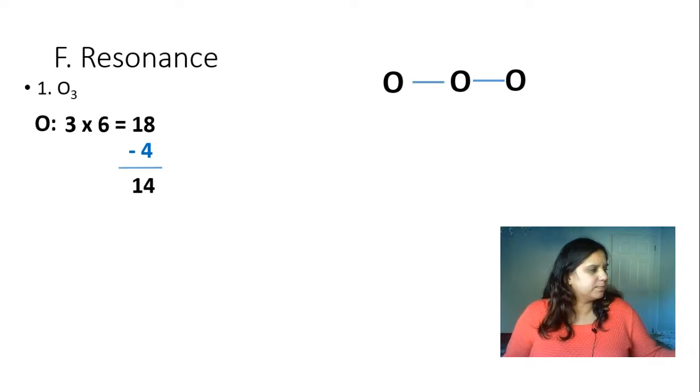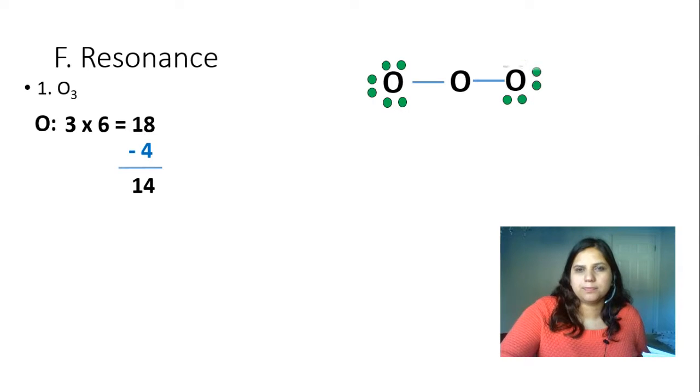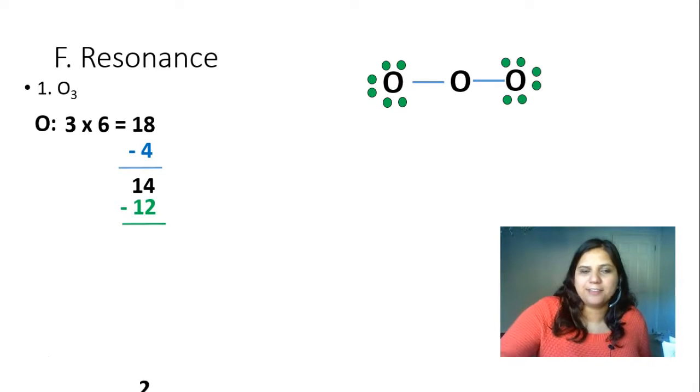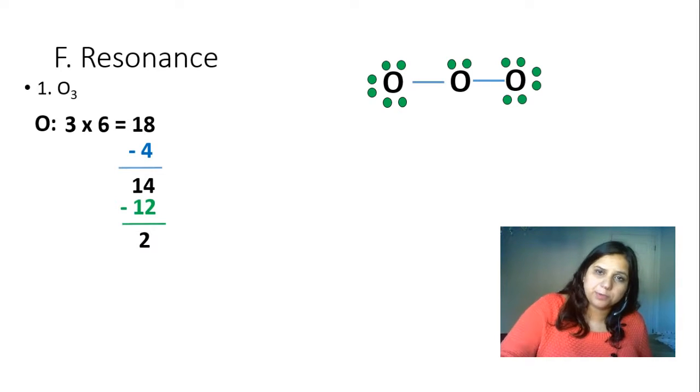Next step. Fill the octet for the outside atoms. So 6 here, 6 here, that's 12. Okay. Subtract, I have 2 left over. All right, number 5. If electrons remain, add them to the central atom in pairs. So we have 2 left, we'll put them on the central.